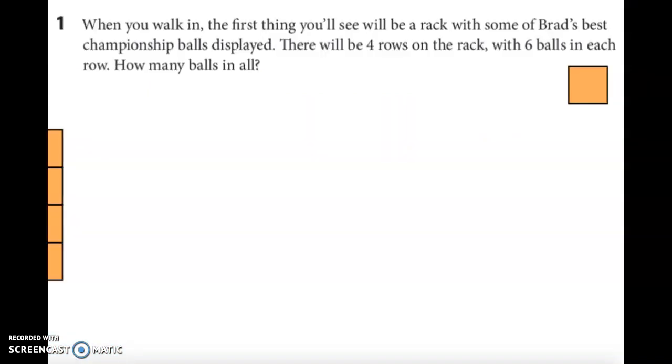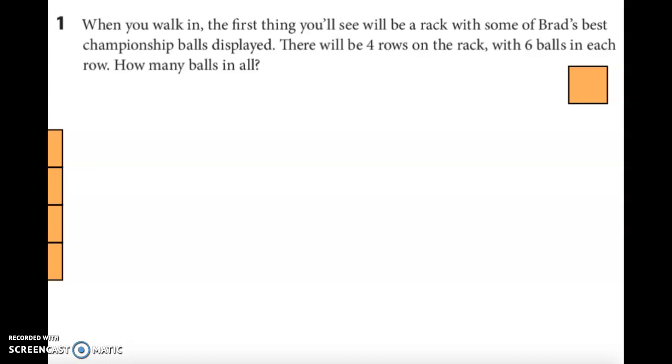So our first problem looks like this. When you walk in, the first thing you'll see will be a rack with some of Brad's best championship balls displayed. There will be 4 rows on the rack with 6 balls in each row. How many balls in all? So you guys can either pause the video to make this in your Pattern Shapes app. Make 4 rows with 6 balls in each row. How many balls in all?